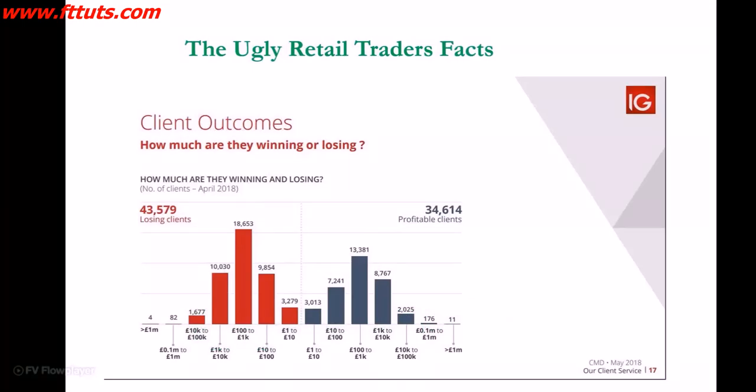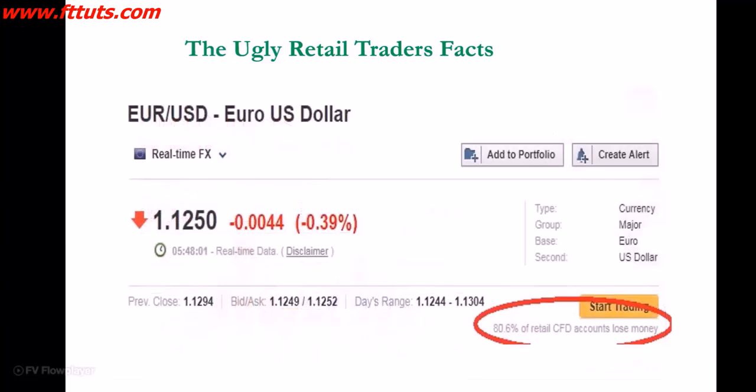So here we have this chart done by IG, and obviously this is a chart that they're probably not very proud of, where it shows that most of their clients, here you can see 43,000 clients versus 34,000, are losing money. And you can see that the losses in red are much bigger than the winners. So that tells you the clients have more losers, and they are more often losing money. Here you have the same warning coming from another broker telling you 80% of retail CFD accounts lose money. So everything here is factual.